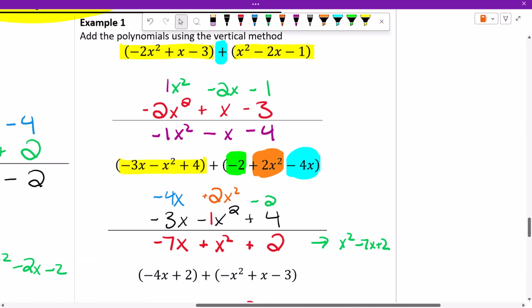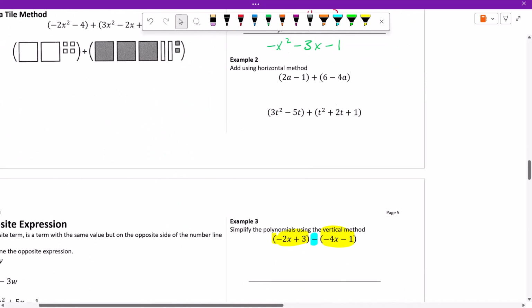Or you can do this vertical method where you take one thing in the bracket, you write that down, you take the other thing in the bracket, you write above it, just make sure you line up the terms properly. Like with like x squared with x squared, x's with x's, numbers with numbers. So that works well for adding, but not for subtracting. We do something different. All right, so on the back side, we're going to talk about subtracting.